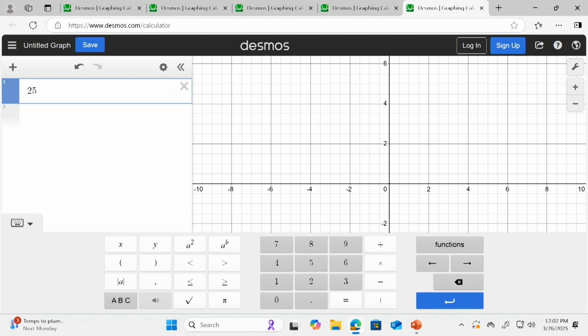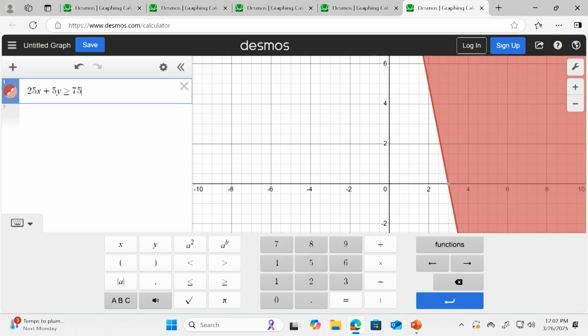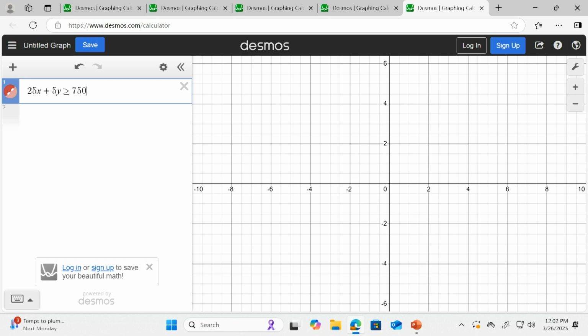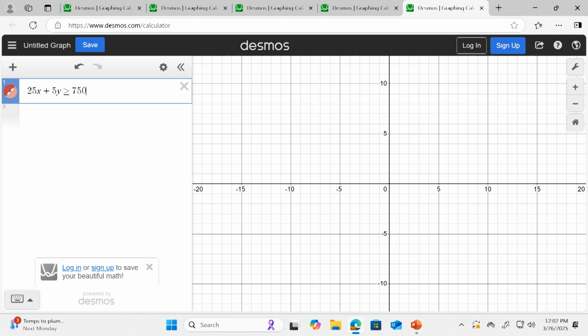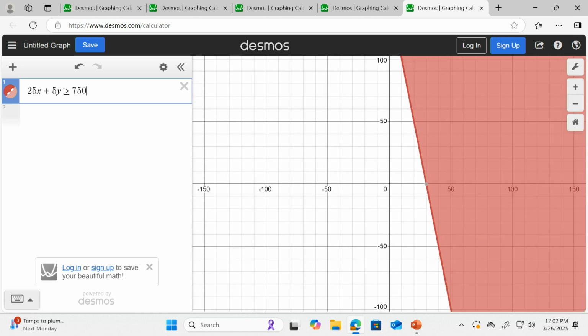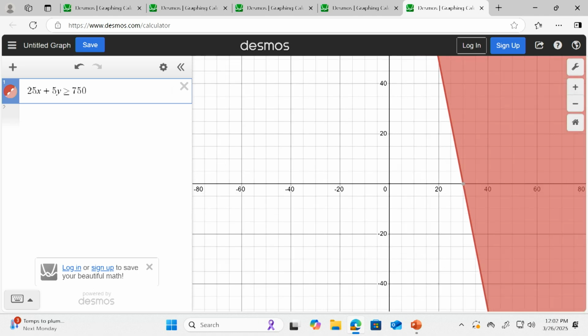So I've got 25X plus my 5Y, and that has to be not equal, but my greater than or equal to symbol is down at the bottom above my pi symbol, and 750. Now, Ms. Killen, I don't see anything. I don't see any dotted lines. I don't see any shading. That's okay. We're going to zoom out, zoom out, zoom out. There we go. Everything that is under that red shading is part of our solution set. Any number out there that's in that shaded part is part of the solution.